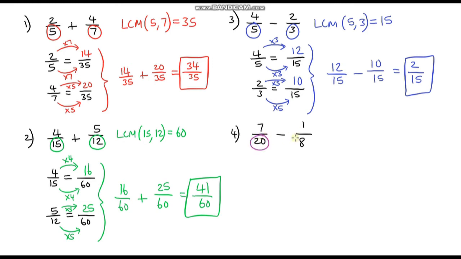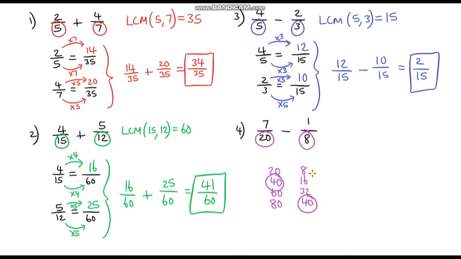So let's work out the lowest common multiple of 20 and 8 first of all. And again, just like number 2, I'm going to use the listing strategy. So the multiples of 20: 20, 40, 60, 80. Multiples of 8 are going to be 8, 16, 32, 40, and yes, we can stop there. So the lowest common multiple is 40.